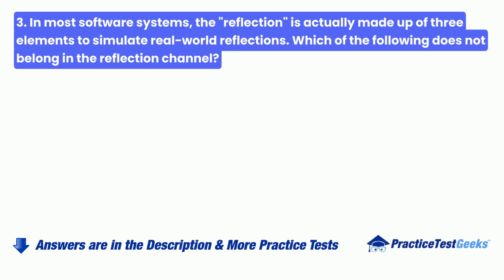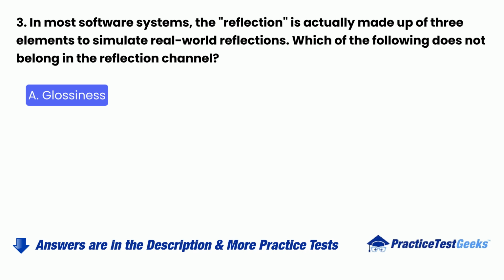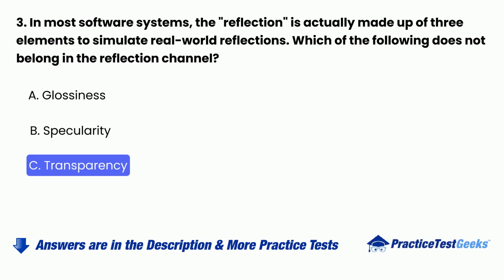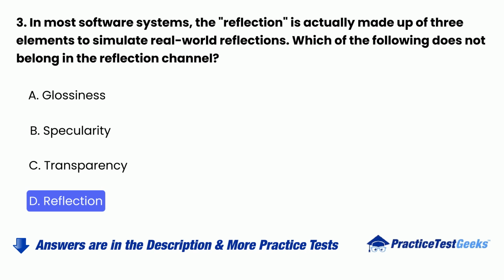In most software systems, the reflection is actually made up of 3 elements to simulate real-world reflections. Which of the following does not belong in the reflection channel? A. Glossiness. B. Specularity. C. Transparency. D. Reflection.